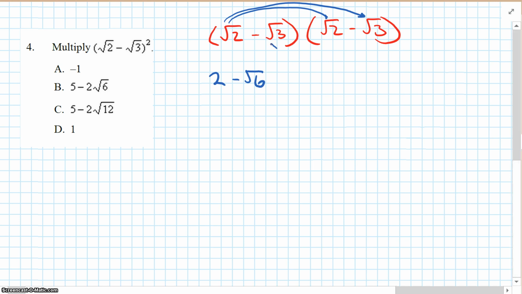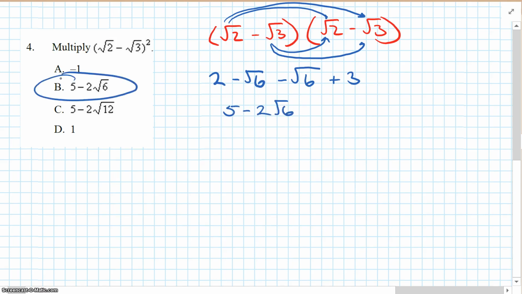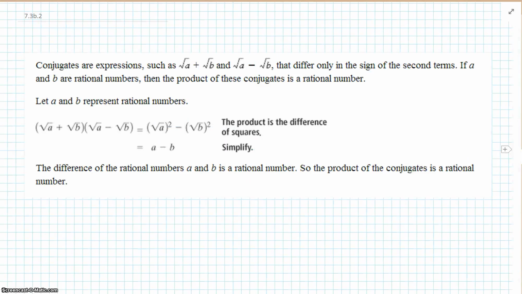Go to the next term. Negative square root of 3 times square root of 2 is negative square root of 6. Negative square root of 3 times negative square root of 3 would be positive 3. Sum like terms. I'm going to get 5 minus 2 square root of 6. The answer is B. Okay? Moving on. Remember, the square root of n squared is nothing more than n, whatever that may be.